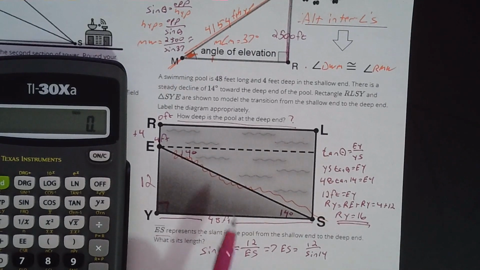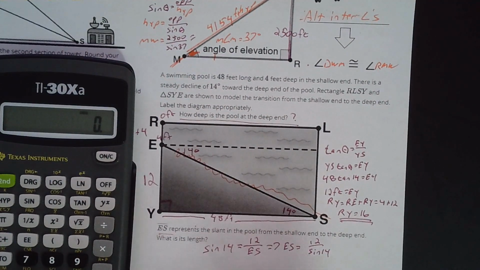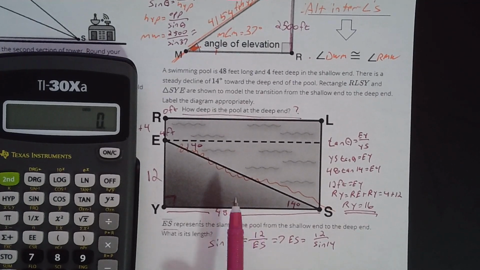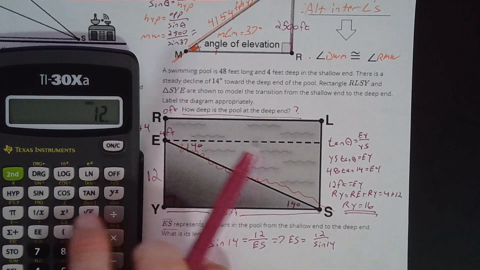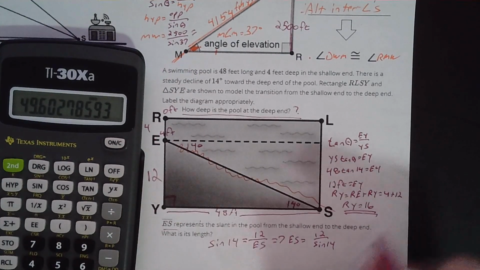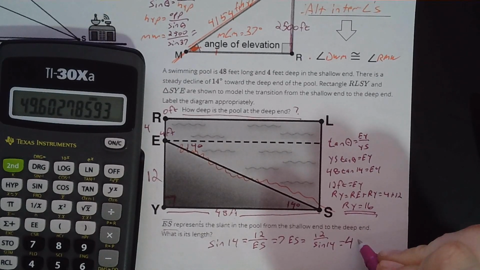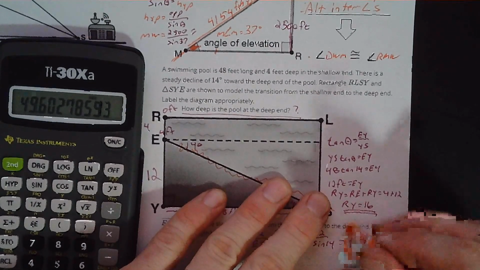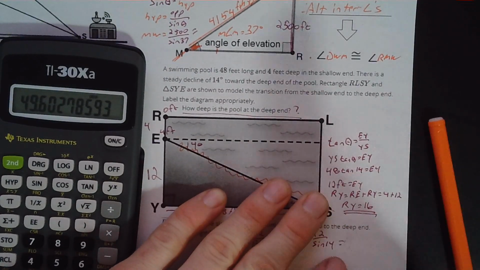Now, is this going to be longer or shorter than 12? Well, it should be longer than 12. And we know the sine of anything is less than 1. So 12 divided by anything less than 1 is going to be greater than 12. So that makes sense. Right, so 12 divided by sine of 14 equals, that equals 50 feet. Close enough. Equals 50 feet.